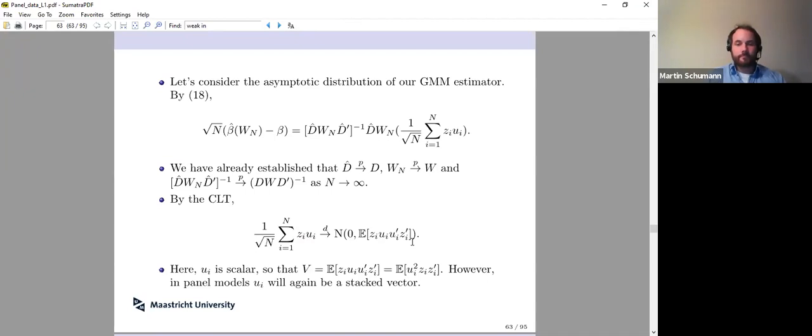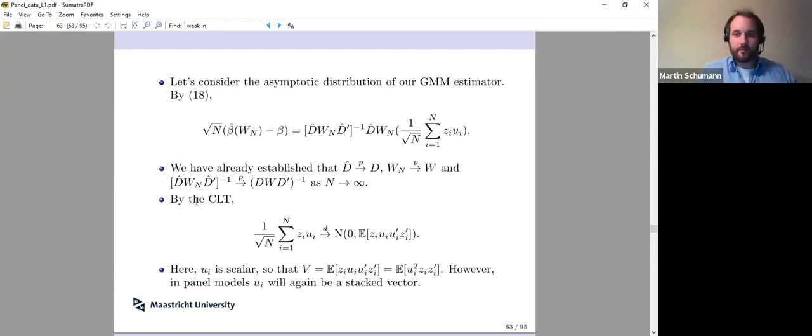Okay, because ui is actually assumed to be a scalar, in our case, ui prime is the same thing as ui. So we can simplify this matrix here. We call it V and write it like this. This is, of course, because we look at a simple cross-section here. When we go back to panel data, we have stacked data, so ui will be a T vector again. Yeah? So keep that in mind.